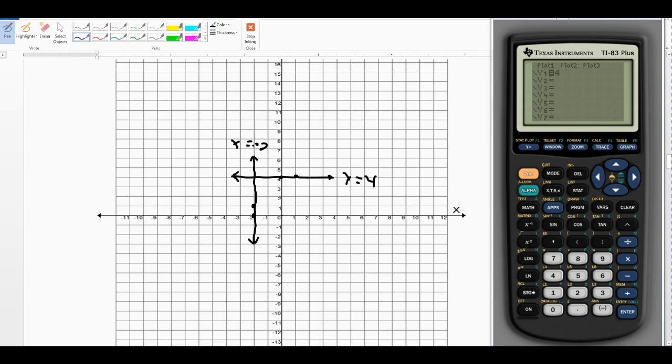X equals some number is always a vertical line because it only goes to the x-axis, because there's only an x in the equation. The only time it doesn't is if we're actually graphing the y-axis, which is x equals 0. Backwards way, if I were to graph y equals -2, it's horizontal. If I graph y equals -6, it's horizontal. That tells me that y equals anything is horizontal, which must mean that x equals anything is vertical. It's kind of a backwards way to think about it.